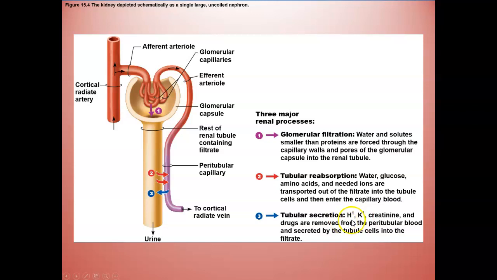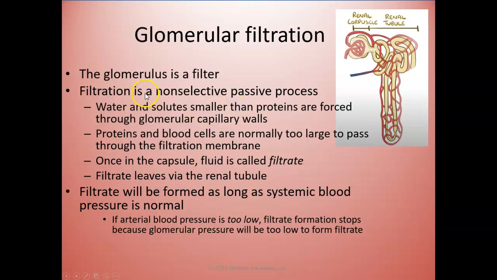But we're also going to secrete some stuff. There may be some things that were left in the blood here that we really didn't want: hydrogen ions, potassium ions, creatine, and drugs. They can be removed through the peritubular blood and secreted into these filtration tubes. Right. So the glomerulus is a filter, so this is the first part that we're looking at. It's non-selective. You can see the things that were forced through it. We already mentioned those.